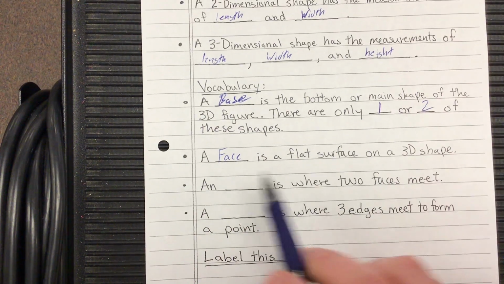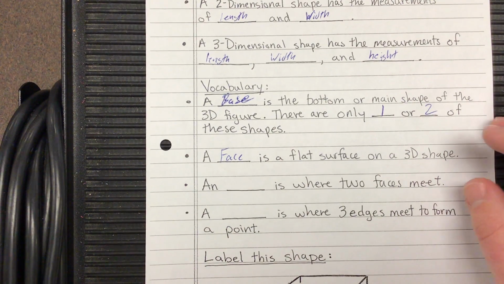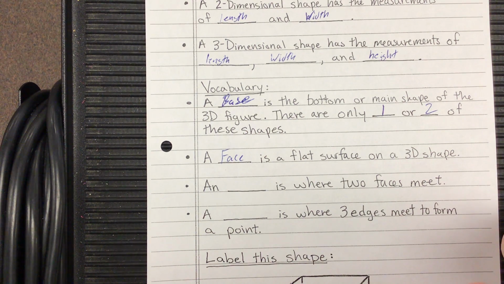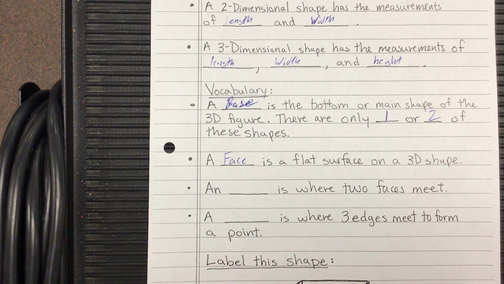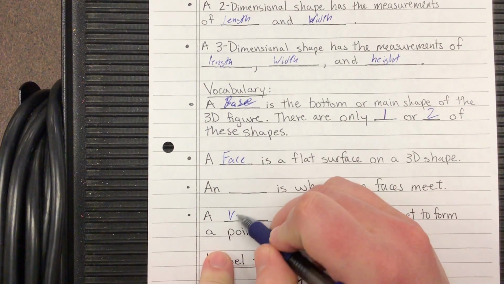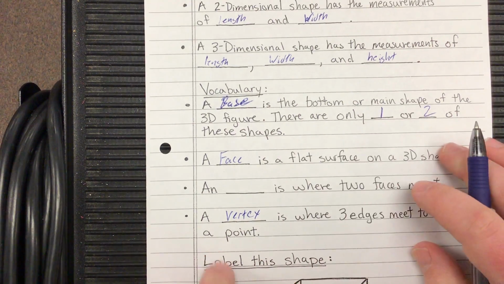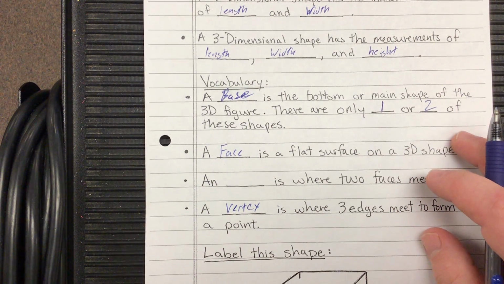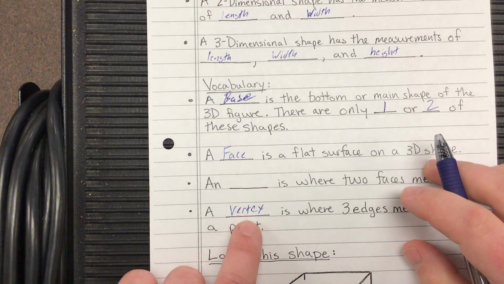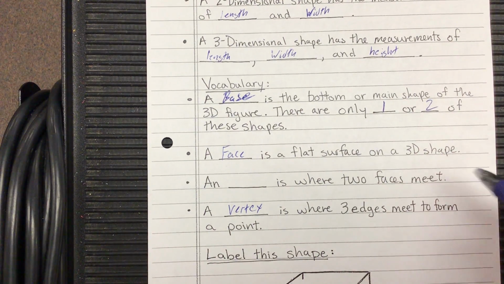All right. Now what would we call it where two faces meet? Have an idea? A vertex would be the next one. A vertex is where three edges meet. So this one would be vertex. Our homework's going to be a lot like this.